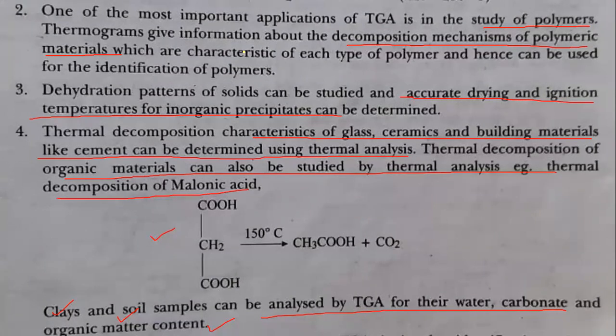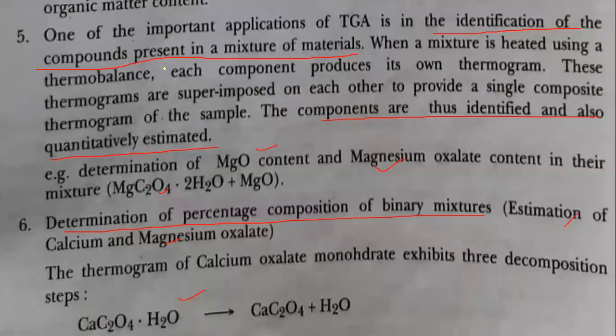Example, thermal decomposition of malonic acid. We can study it over here. See at 150 degrees Celsius, what happens? There is a formation of acetic acid from the malonic acid, and a CO2 molecule is given off. Clay and soil samples can also be analyzed using the TGA technique, and the water content, carbonate content, and organic matter content can also be studied from the soil.